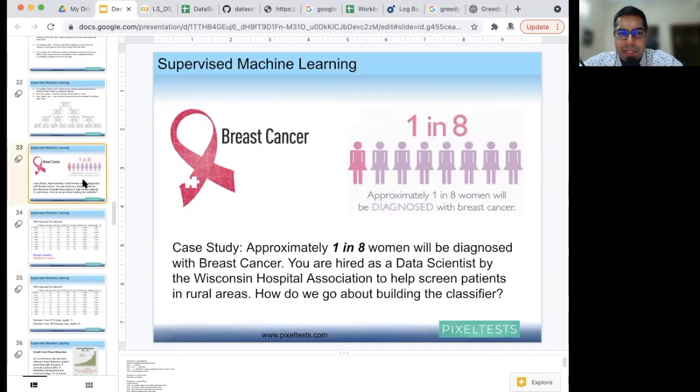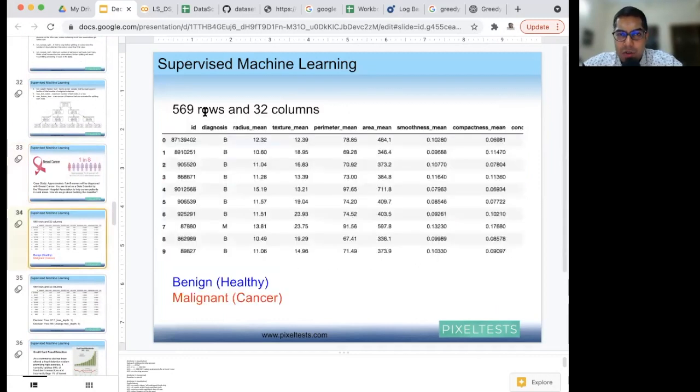So this was a small data set in which 1 in 8 women have breast cancer. This is really almost real. This is real data. So there are 569 rows and 32 columns. Benign means she's healthy. Malignant means she's cancerous. So diagnosis B is the second column, and that's the column of interest to us.